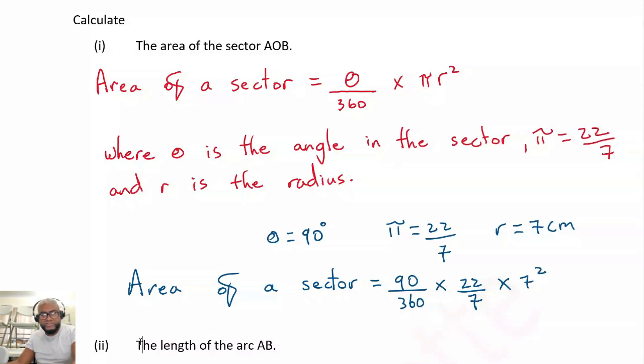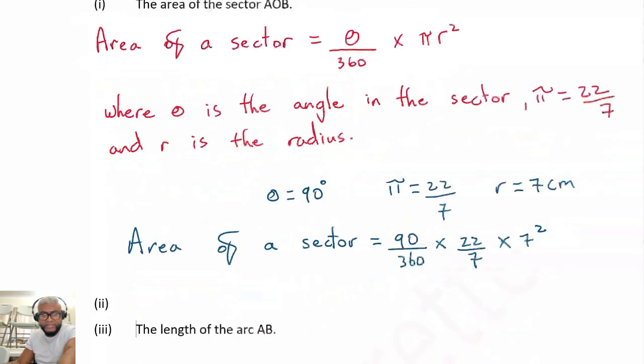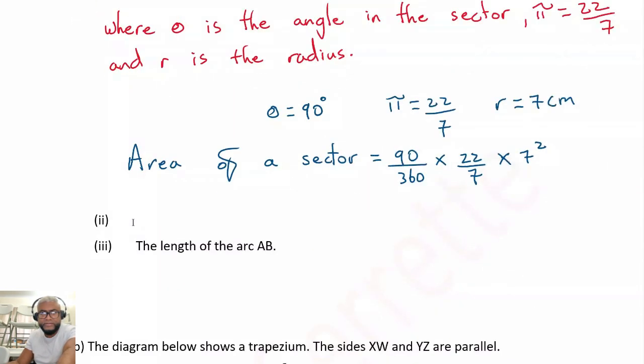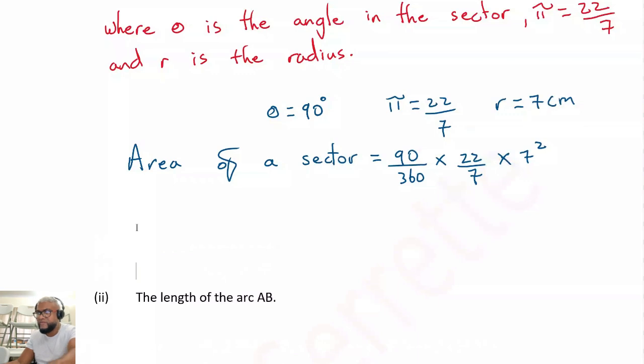And when we work this out, what will we get here? Anybody who works it out, let me know. 38.5. Yes, sir. 38.5. Somebody second 38.5. Correct, 38.5. Was it centimeters? Yes, sir. Centimeters squared. Right? Raise your hand if you got this when you worked it out.